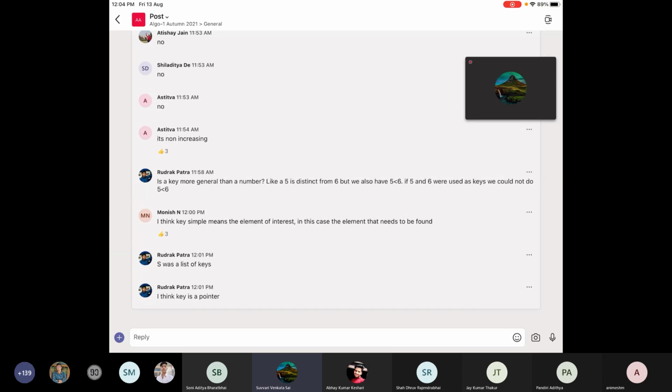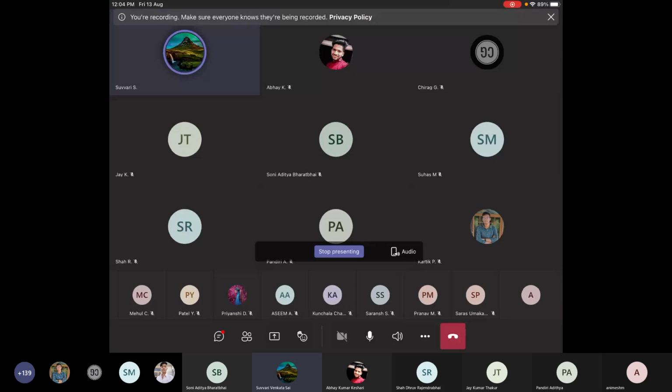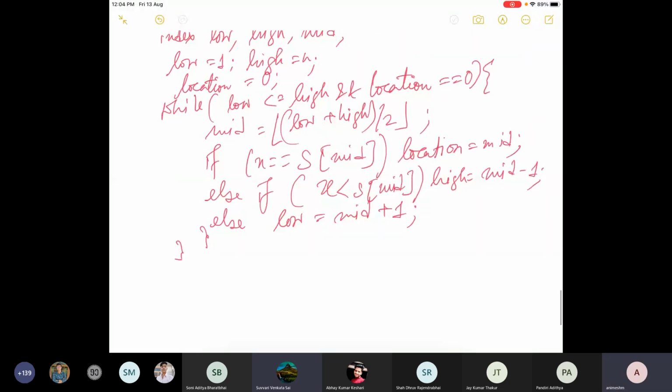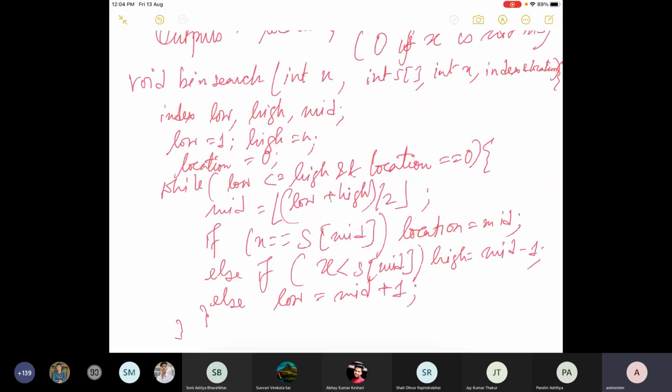And sir, in finding mid, you took low plus high by 2, and is the outer one a ceiling function or a floor function? What do you think? It shall be floor function. And what have we done? No, sir, I didn't get the representation, the way you presented. Oh, so what is this? This is ceiling, and this is floor. Okay, sir.